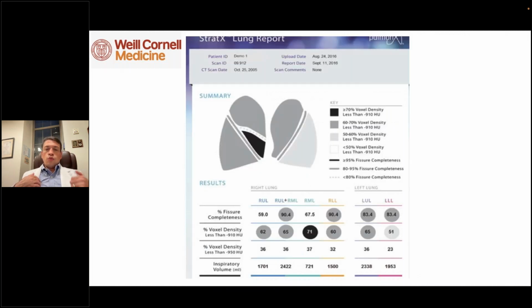So when we obtain a CAT scan, we send the CAT scan to a company, and there's two valve companies out there, Pulmonx, which makes the Zephyr valve, and Olympus, which makes the aspiration valve. Both of those companies have a software that is able to analyze the CAT scan and provide us very helpful information to assist us in patient selection.